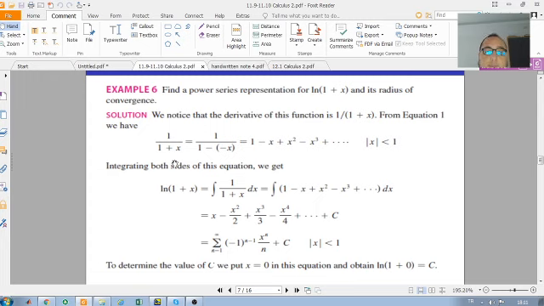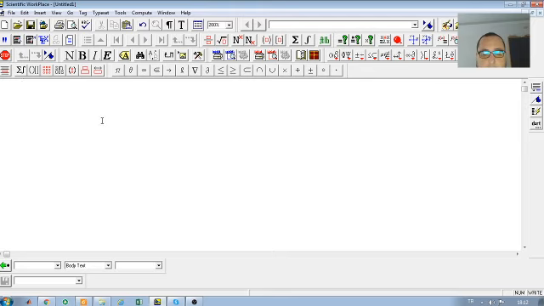When we take the derivative of a function or its power series representation, we get a power series representation for its derivative also, by taking the derivative of each term of the power series representation of the basic function. Therefore, we should notice that the derivative of the logarithm function ln(1 + x) is equal to 1 over 1 plus x.